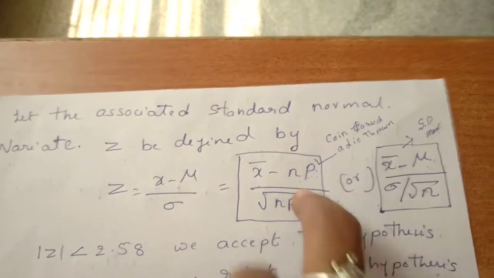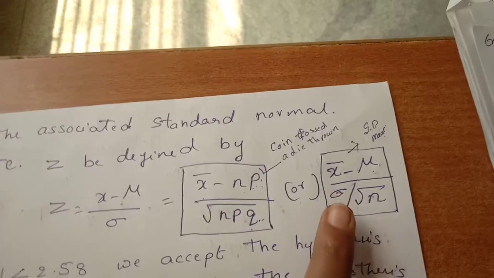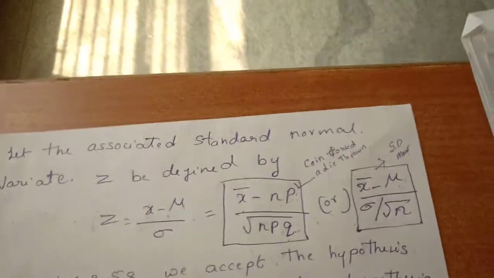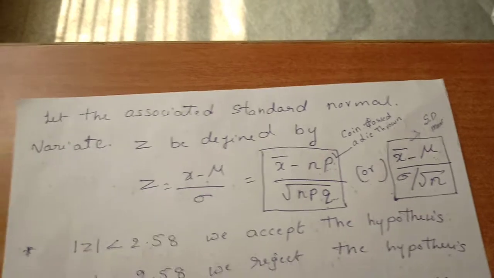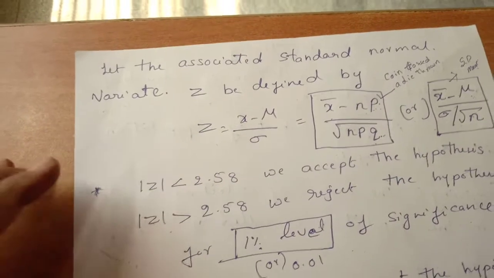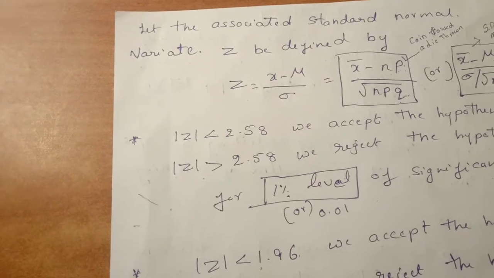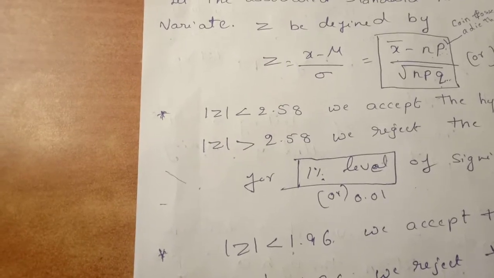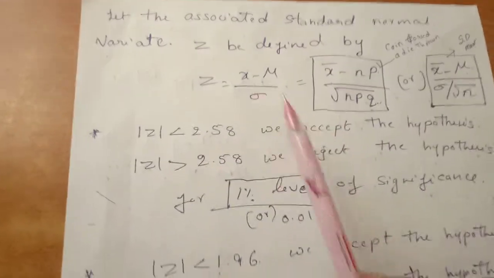So just to remember, when a coin or a die is thrown, in that case we apply the first one, and for a large population, where standard deviation and mean are given in the problem, we apply the second formula. Depending on the problem, any one formula we apply. Now, after finding the z value, what are we finding? They give some hypothesis. Hypothesis is nothing but the assumptions, they may be true or may not be true. So in the problem they give some hypothesis. We have to either accept the hypothesis or reject the hypothesis depending on the z value.